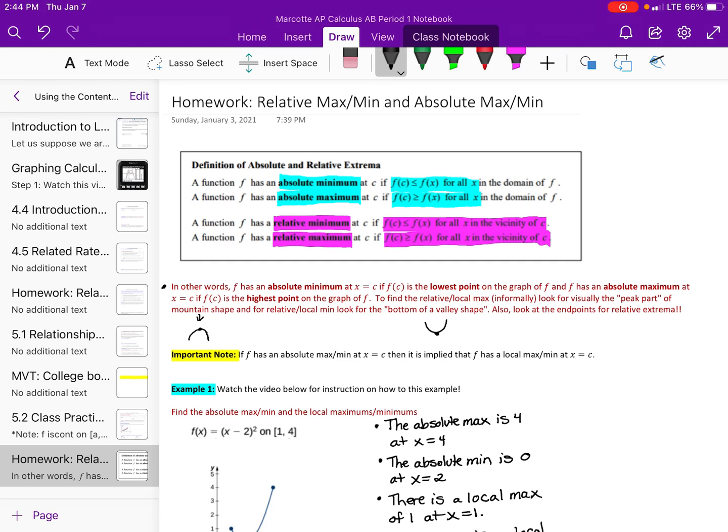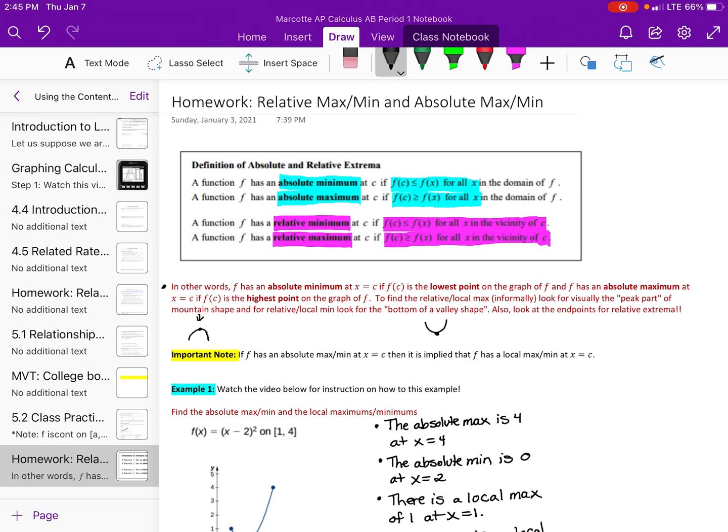Okay, and so you don't want to look only for peaks of a mountain shape or the bottom of a valley shape. You want to also look at the endpoints for local extrema, because your endpoints are also local or relative extrema. You just have to identify whether it's a local max or a local min.